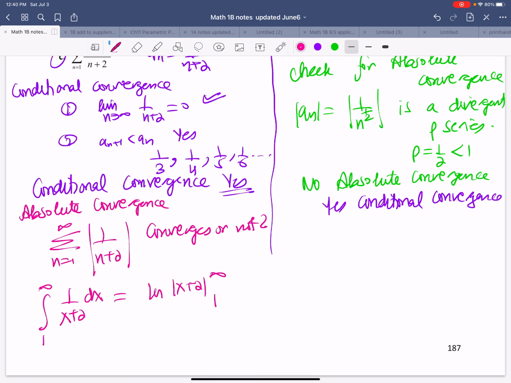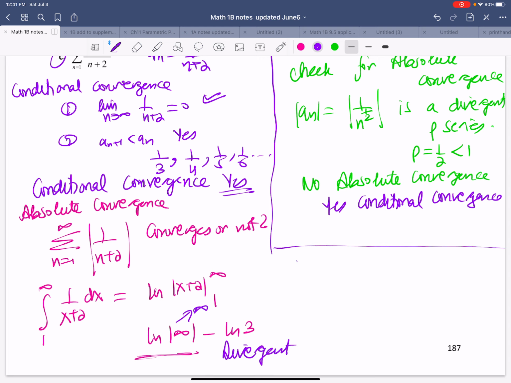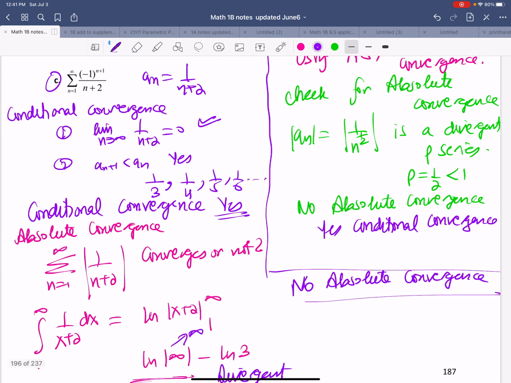I shouldn't be plugging in infinity as the bound. I should be using r and saying r goes to infinity. But I can quickly see here, it's going to be natural log of infinity minus natural log of 3. Natural log of infinity goes to infinity, since when x goes to infinity, natural log of x also goes to infinity. So this is going to be divergent. Again, we don't have absolute convergence, but we do have conditional convergence in this case.